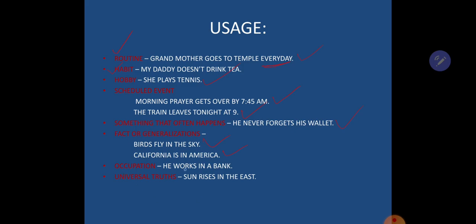Occupation. He works in a bank. I am a teacher. All these occupations are generally conveyed by simple present tense. Next is universal truth. Some truths are not going to change, like the sun rises in the east. One more: honesty is the best policy. All these things are conveyed in simple present tense.